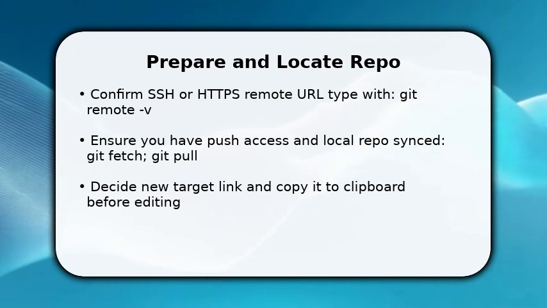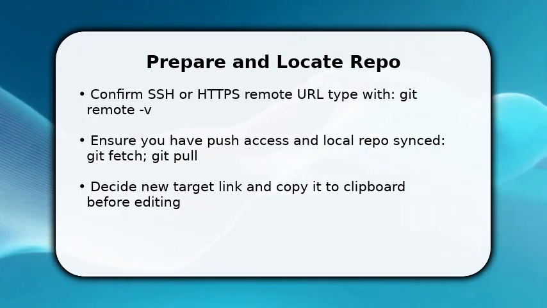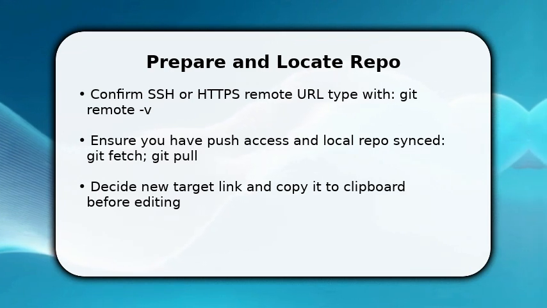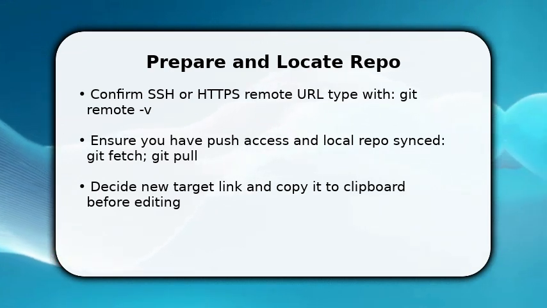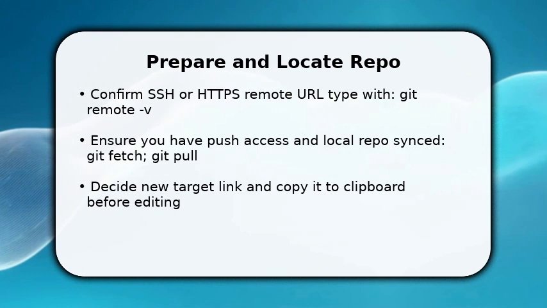You start by confirming where you are working and what permissions you have. Open your repo locally, then run git remote -v to see the current origin URL. If you need SSH versus HTTPS, decide now because the syntax differs. Once done, verify you can push by fetching and pulling to ensure no pending merges.